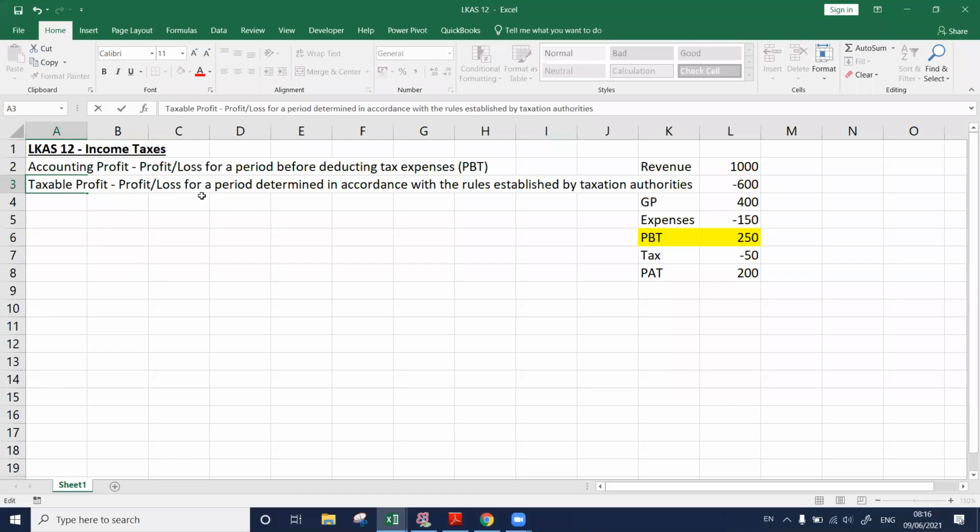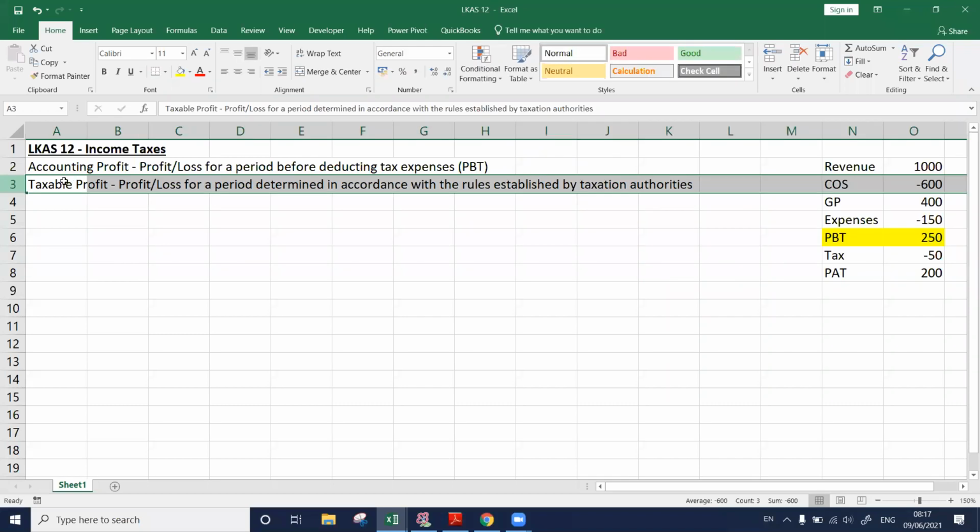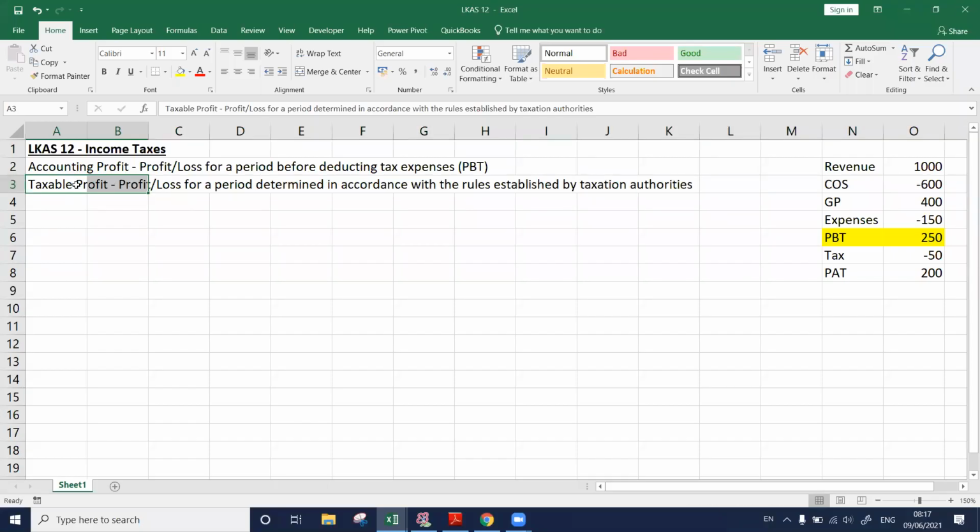In taxation, you need to compute the taxable profit. So to calculate the taxable profit, what do you do there? You take initially the profit before tax figure. Then some expenses are allowed, some expenses are disallowed. So you are doing the adjustments for that. And finally, you are arriving at the taxable profit for the period.